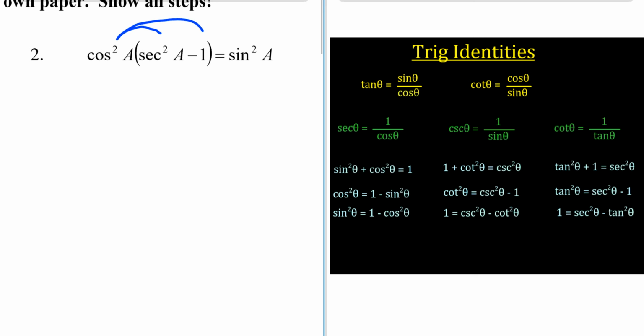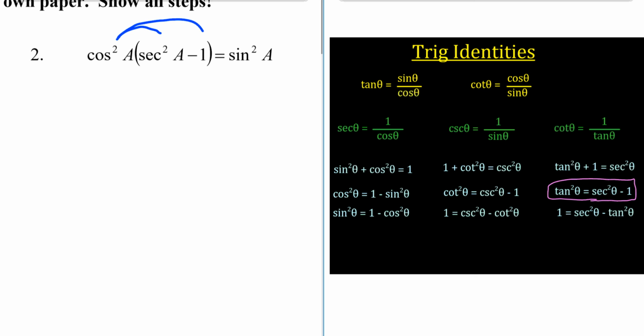But you might have also noticed, one thing I'm also seeing over here, secant squared minus 1 is tangent squared. So you could just change that to tangent squared. I think either way you do it, you're going to get down an okay path. So this one, it looks like there's probably 2 okay starting paths.